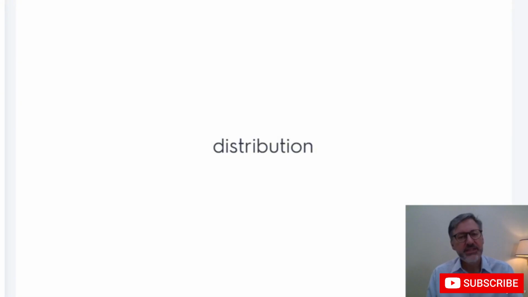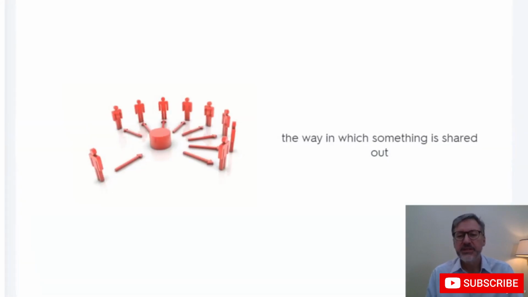Distribution. Distribution is a noun. The verb form is to distribute. This means the way in which something is shared out. Perhaps money is shared to partners in a business. Money or profits are distributed to partners in a partnership.